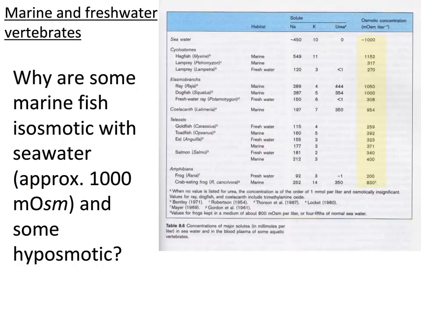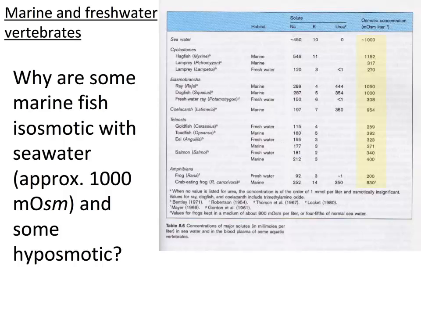So if we look at this slide here, what we can see is that some marine fish, so obviously when we talk about marine fish, we're talking about vertebrates, some fish are isoosmotic with seawater and some are hypoosmotic. So all the elasmobranchs here, apart from a silly freshwater elasmobranch, are isoosmotic to seawater, whereas all of the teleosts are hypoosmotic to seawater.